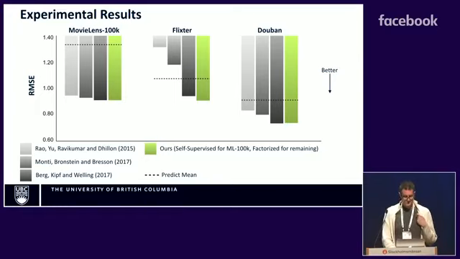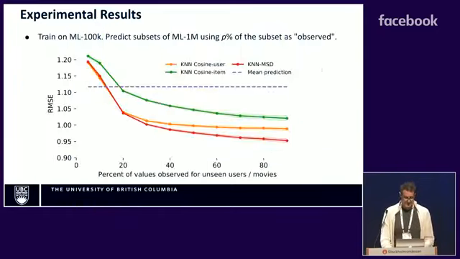However, one of the things we're most excited about is our model's ability to handle new data after being trained. So to test this ability, we took a model that was trained on MovieLens 100K and evaluated its performance on subsets of MovieLens 1 million. For each subset, we vary the number of ratings that we considered observed from 5 to 90% and evaluated the factorized model's predictions on the remaining ratings.